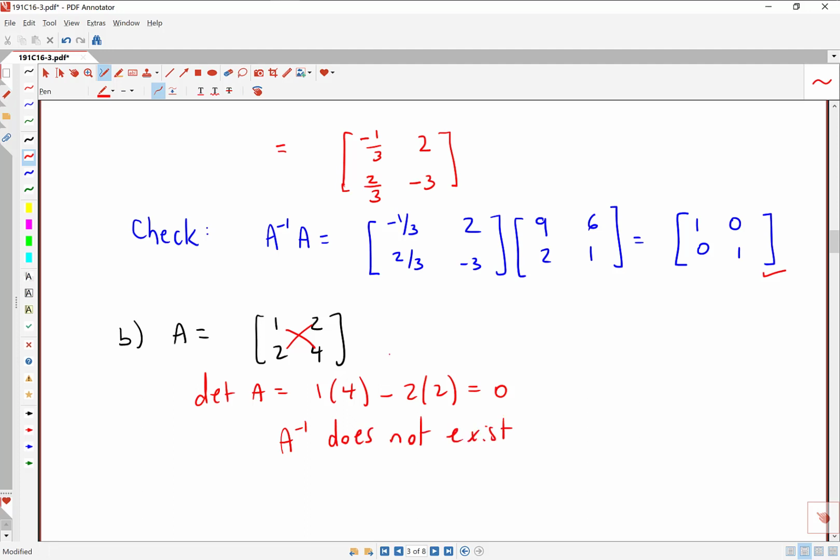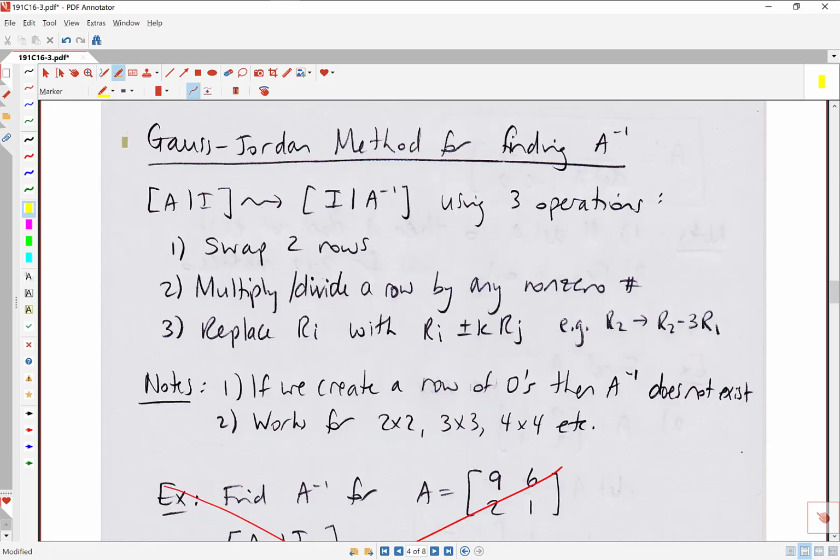So now we know how to find the inverse for a 2 by 2 matrix. The other problem we have to tackle is finding the inverse for a 3 by 3 or potentially 4 by 4 or bigger matrix. So we're going to look at what's called the Gauss-Jordan method for finding A inverse. How the process works is you write down your matrix A, and beside that you write down the identity matrix. And then through a series of steps, we're going to turn this matrix into one that has the identity matrix on the left. And what will be popping out on the right is A inverse.